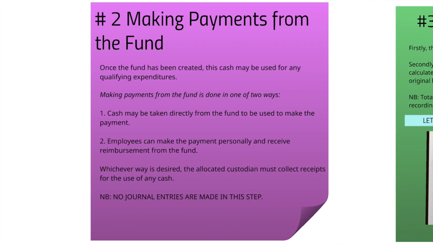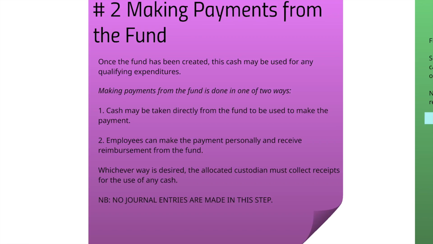Step number 2, making payments from the fund. Making payments from the fund can be done in one of two ways. Firstly, cash may be taken directly from the fund to make the payment, or secondly, employees can make the payment personally and receive reimbursement from the fund. Whichever way is desired, the allocated custodian must collect receipts for the use of any cash.